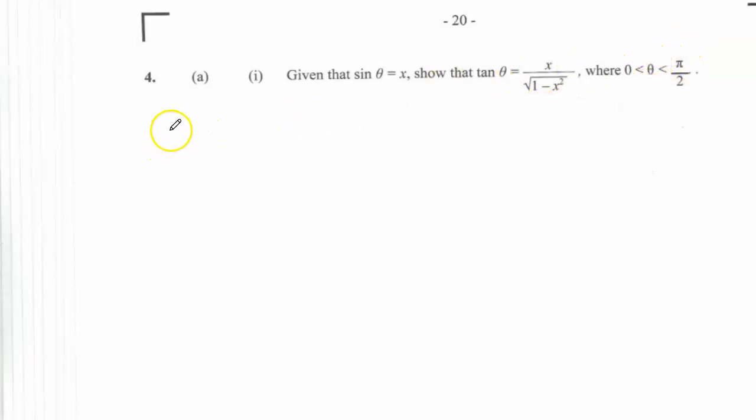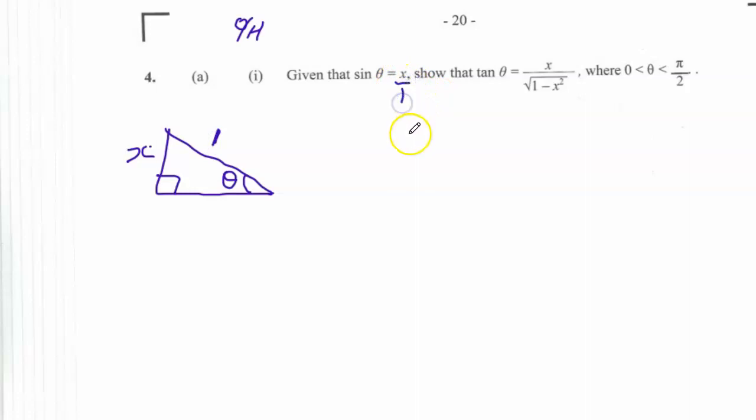So let's draw a right angle triangle here. And we can refer to this angle as theta. Let sine theta equal to x, or we say x over 1. Now sine is opposite over hypotenuse, right? So opposite is x, hypotenuse is 1. So sine theta is x, same as x over 1, right?